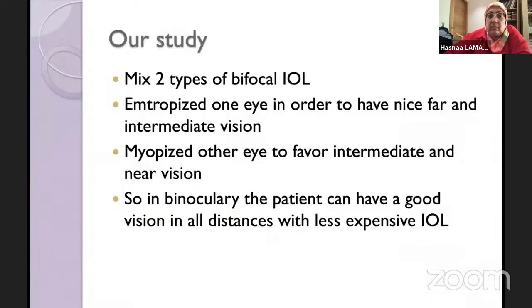So in our study, we mixed two types of bifocal IOL: one eye emmetropized, in order to have nice far and intermediate vision, and the other eye myopized to favor intermediate and near vision. So binocularly, the patient can have good vision at all distances with a less expensive IOL.